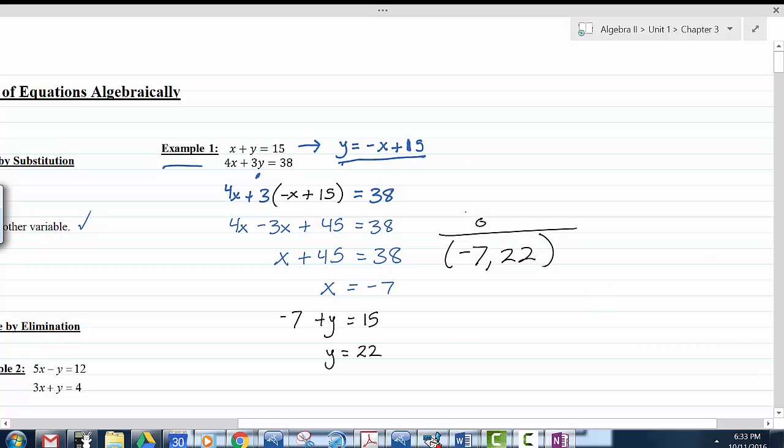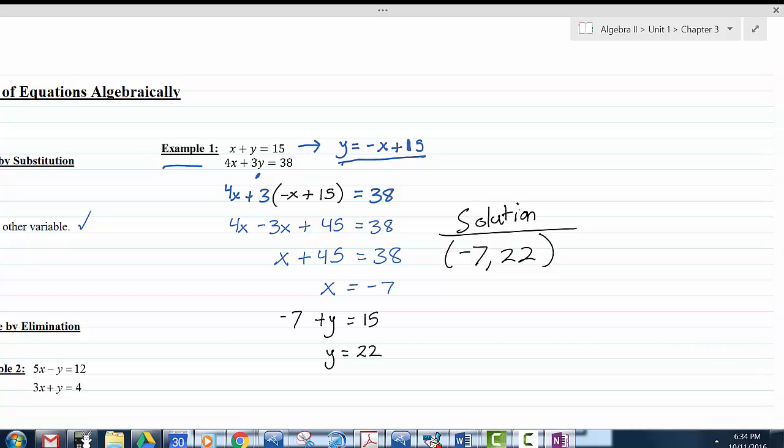I want you guys to understand that this part right here is your solution. Now, if you check it, it should make both of those equations true. Negative 7 plus 22 is 15. 4 times negative 7 is negative 28, plus 3 times 22 is 66. That should be a true statement as well when you combine those.